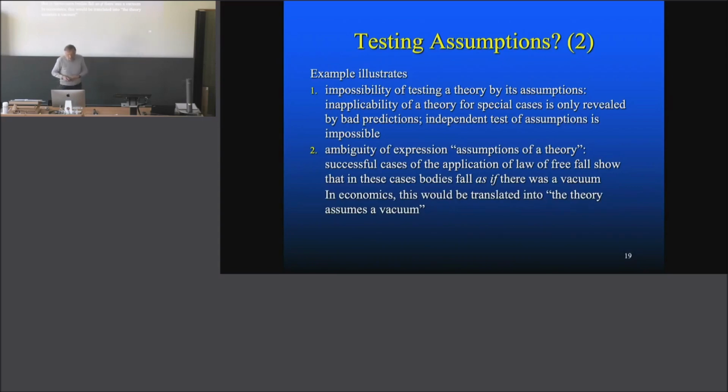Whereas in economics, this would be translated into the theory assumes a vacuum. So he says economists make, for instance, the assumptions of Homo economicus. And he says, look, this is a very strange way of talking, because it's not clear that you assume that this is true. It may only mean that people behave as if they were Homo economicus, and that's a difference. And this is what he means: there's an ambiguity in the expression assumptions of a theory, in how economists talk.